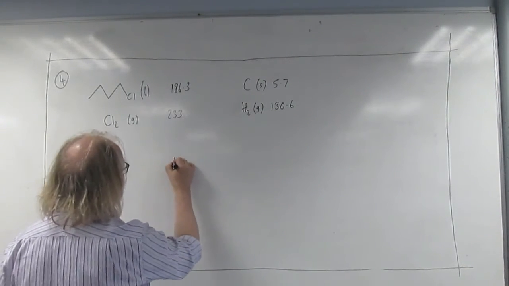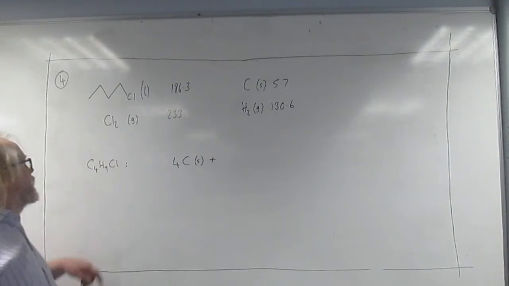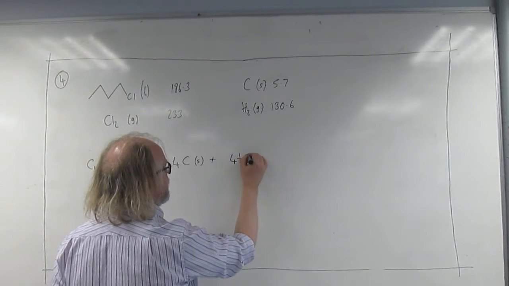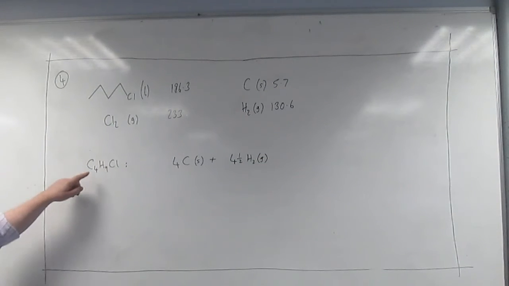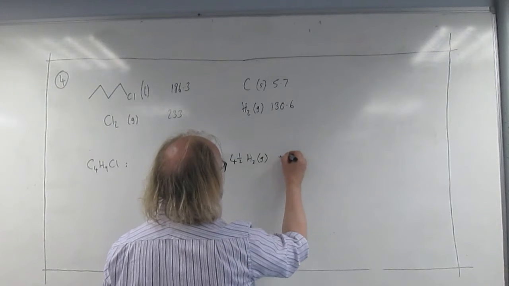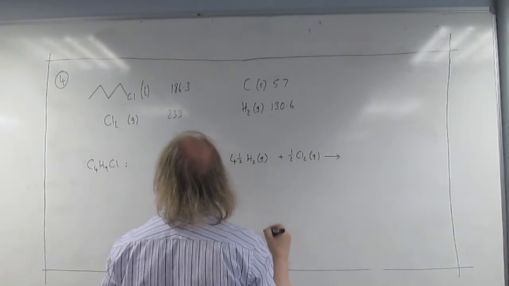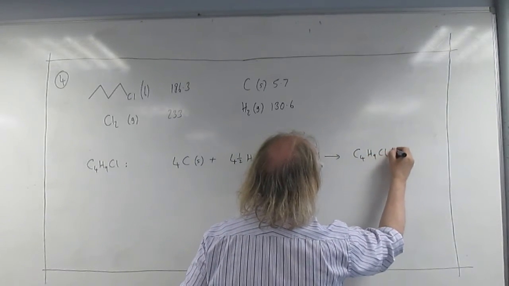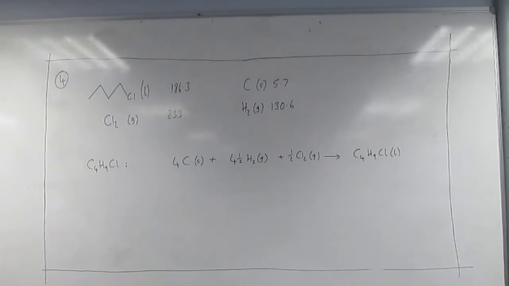So that means we need 4 moles of carbon. We've got 9 hydrogens, so that's 4.5 moles of H2. Remember, it's the elements in their standard states. So hydrogen is H2. And we've got 1 chlorine, so that's half a mole of Cl2 in the gas phase. Gives us 1 mole of C4H9Cl liquid. So that's the equation that it wants.